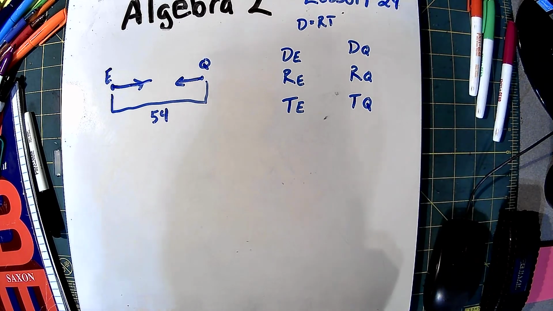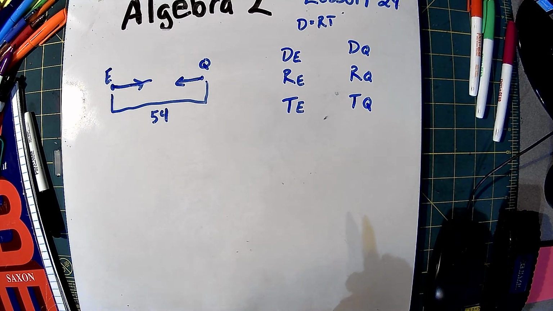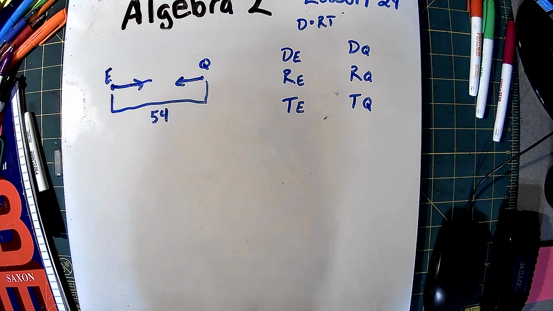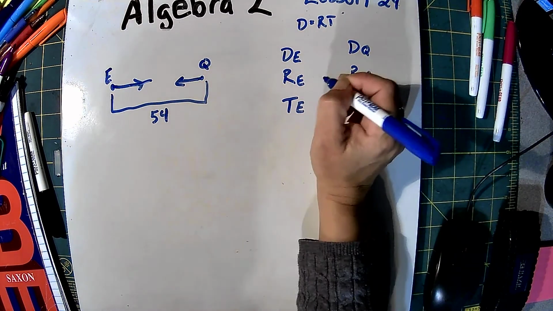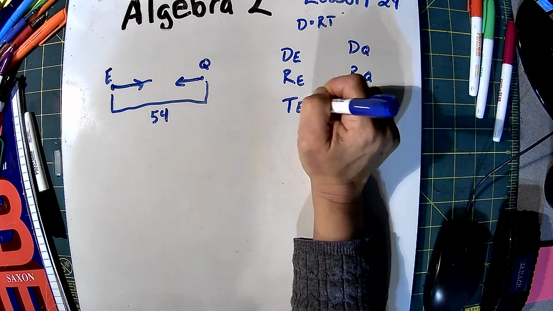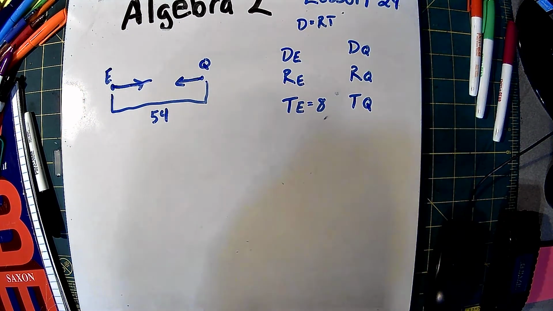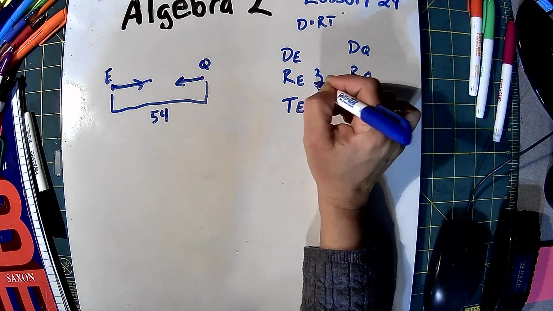All right. So this tells us that his time was, he began the journey at 8 a.m. and he got there at 4 p.m. So he was walking for 8 hours. So the time of Edward is 8. And then it says that he was traveling at 3 miles per hour. So the rate of Edward is 3.